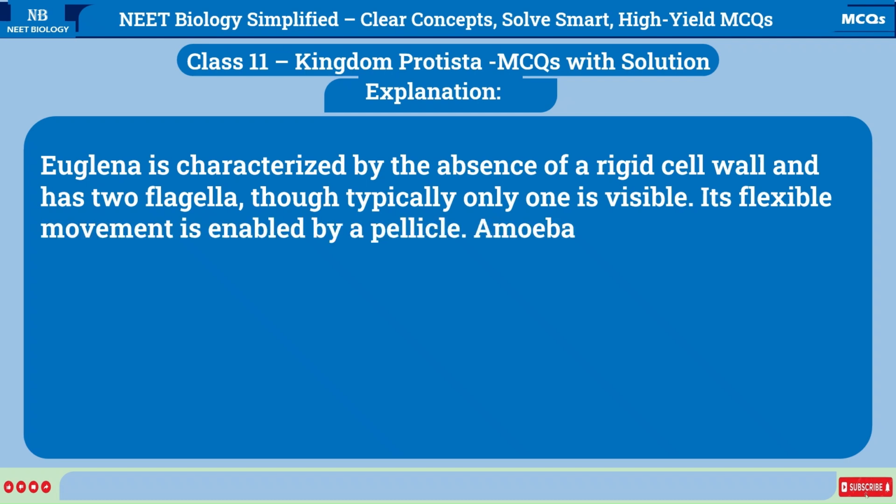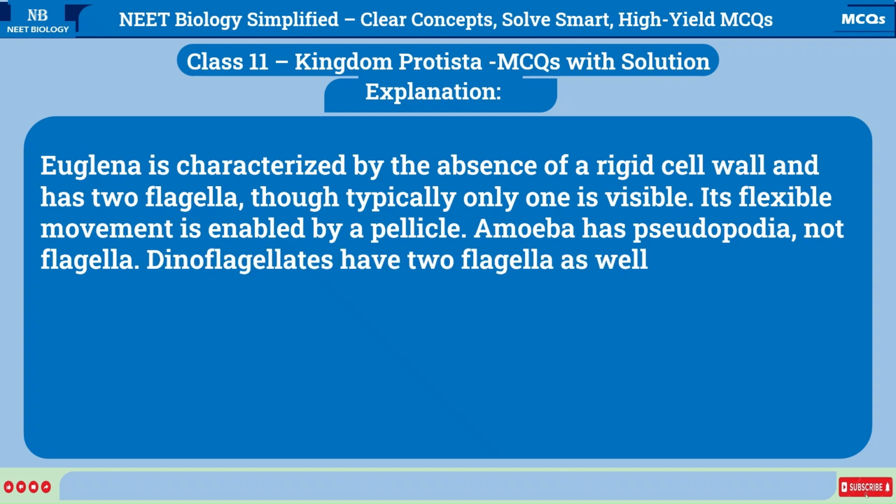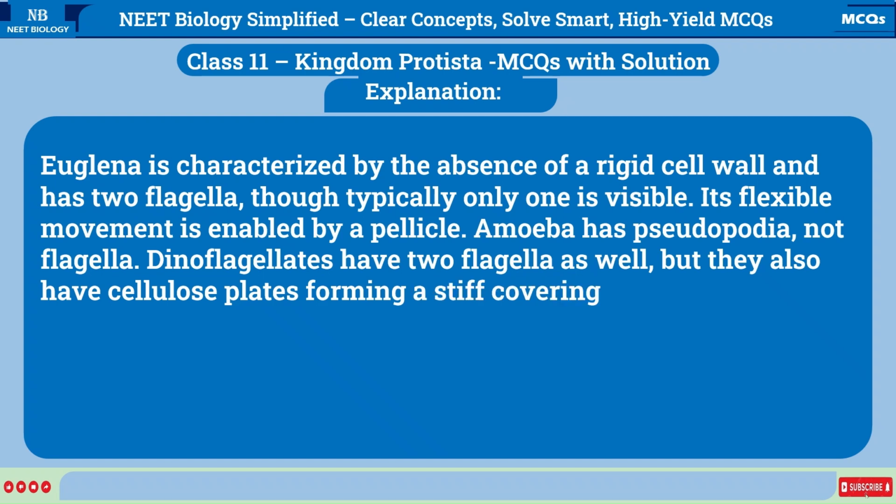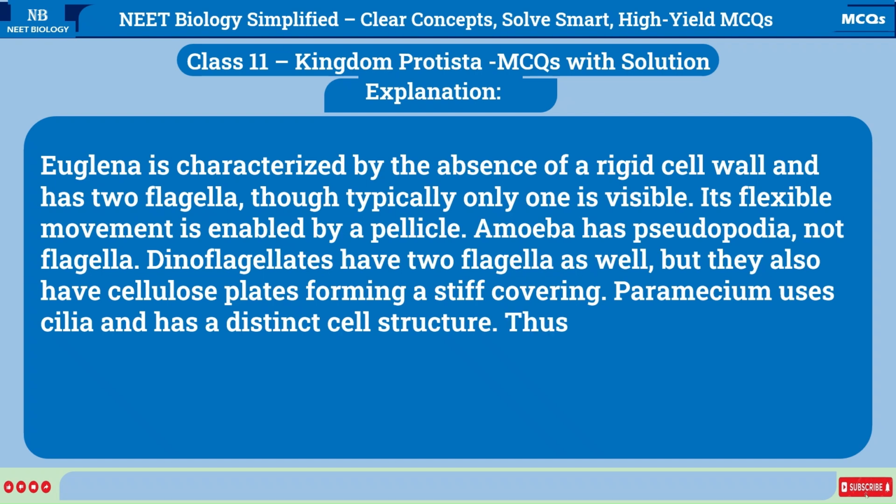Amoeba has pseudopodia, not flagella. Dinoflagellates have two flagella as well, but they also have cellulose plates forming a stiff covering. Paramecium uses cilia and has a distinct cell structure. Thus, the described features point clearly to Euglena.